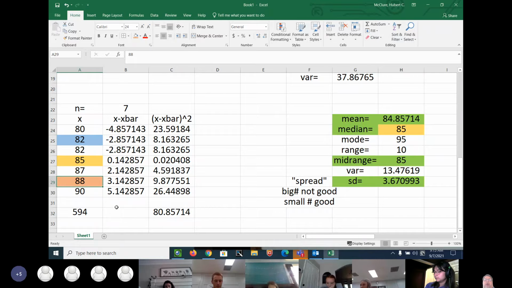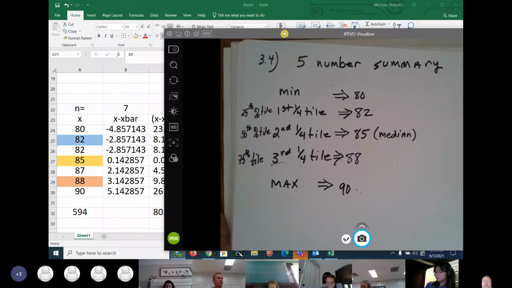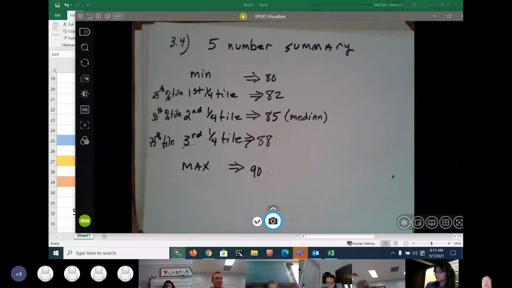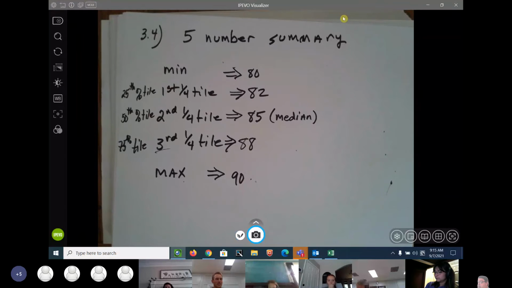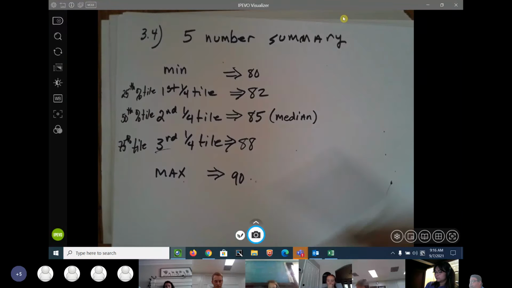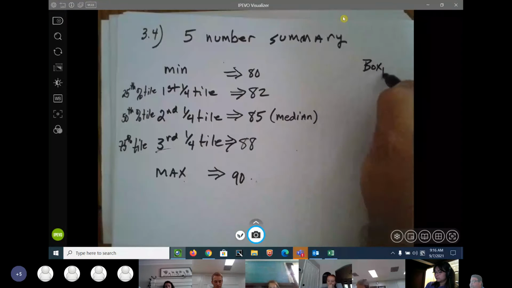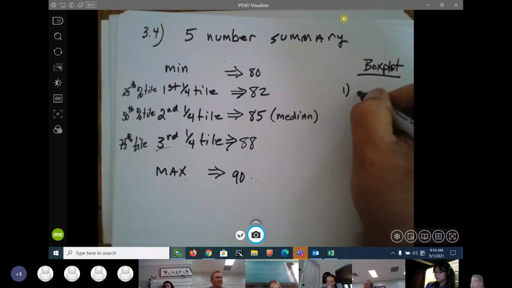Now, how do you do the box plot? Well, here's the box plot. First thing you do is draw a number line.